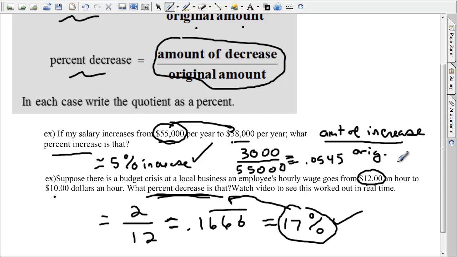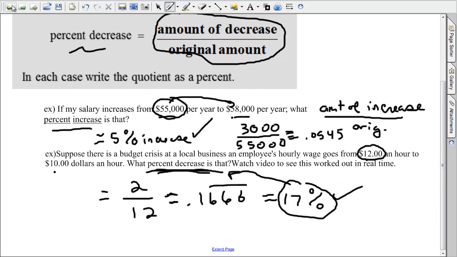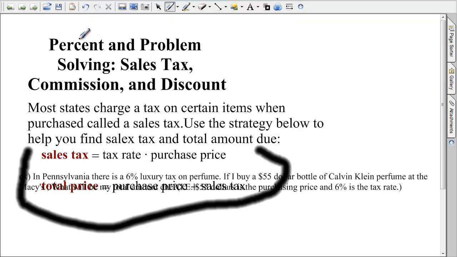Okay. Let's go ahead and see what's on the next slide. Percent problems involving sales tax, commission, and discount. So most states charge a tax on certain items called sales tax. Use the strategy below to help you find the sales tax and the total amount due.